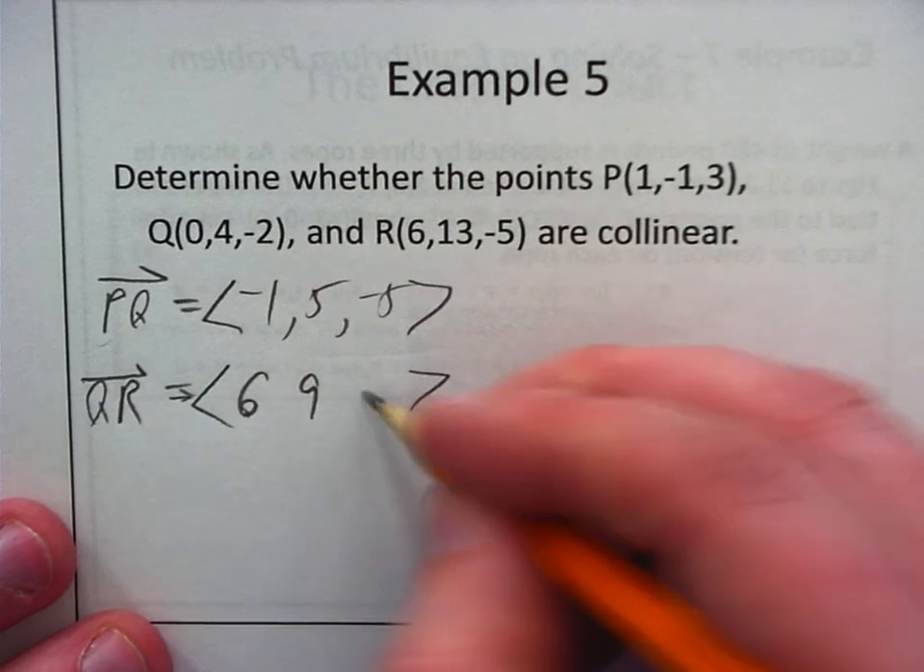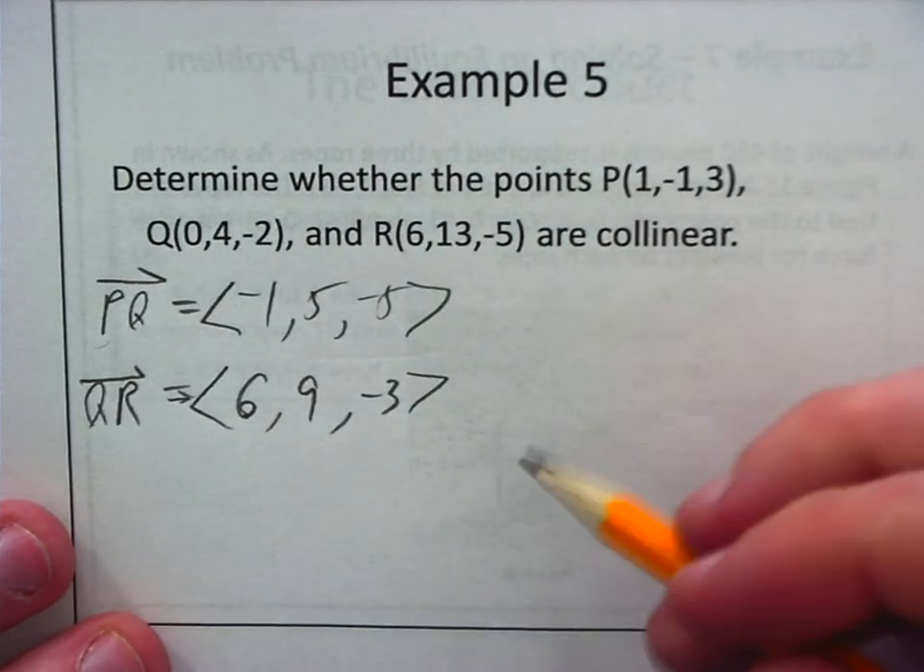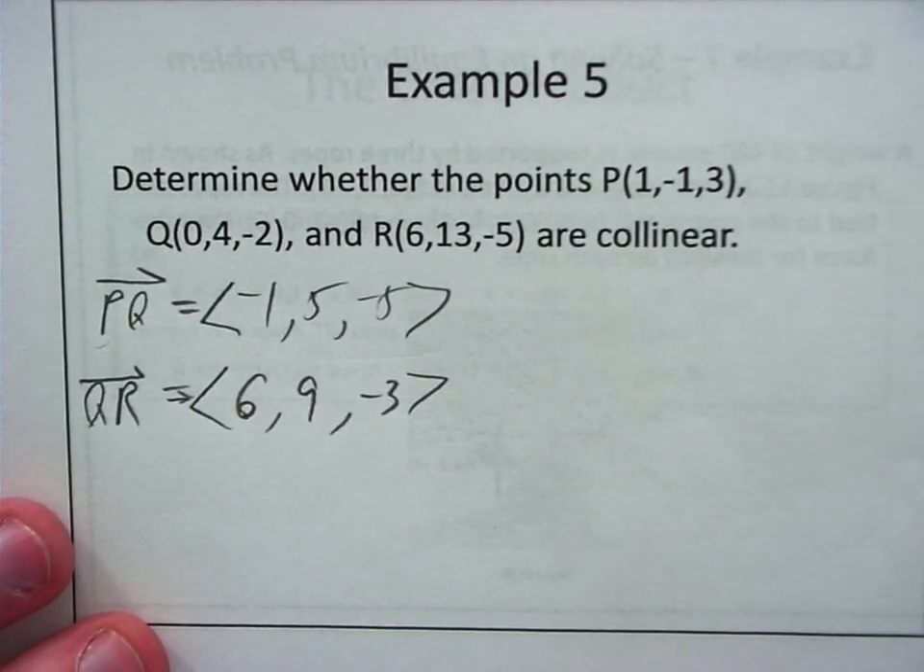6, 9, and -3. Where you get that? Yeah, I was just checking. Are they collinear? Why not? Yeah, they're not parallel to each other.